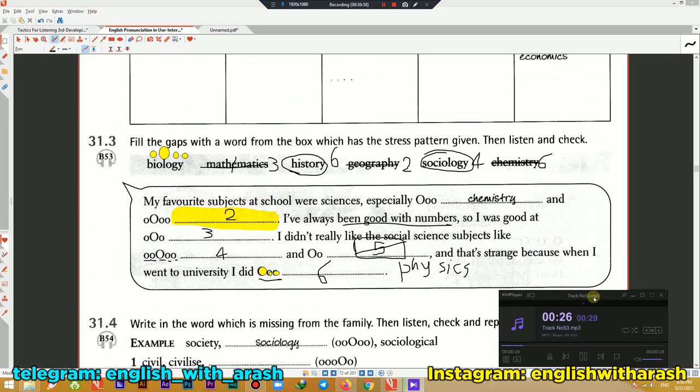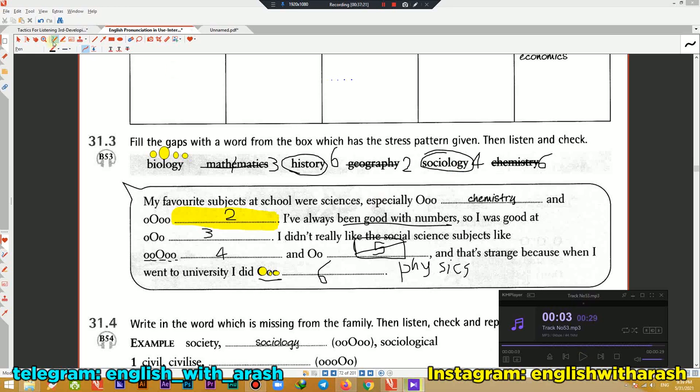My favorite subjects at school were sciences, especially chemistry and biology. I've always been good with numbers, so I was good at mathematics. I didn't really like the social science subjects like sociology and history. And that's strange, because when I went to university, I did geography.